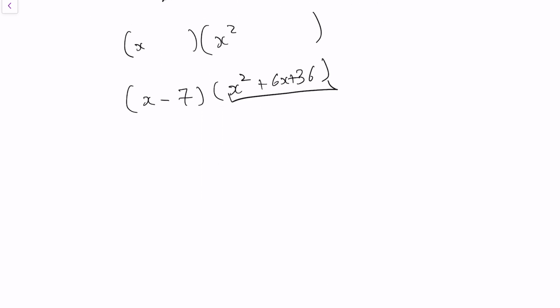Now, you'll notice that the remaining factor will have no real solution, so the only possibility is that x is equal to 7. So in other words, 7 and 3 are the only possible solution to this equation.